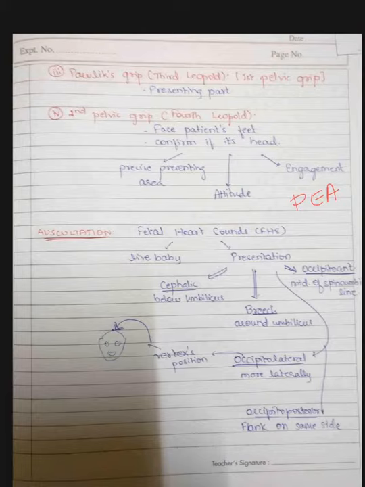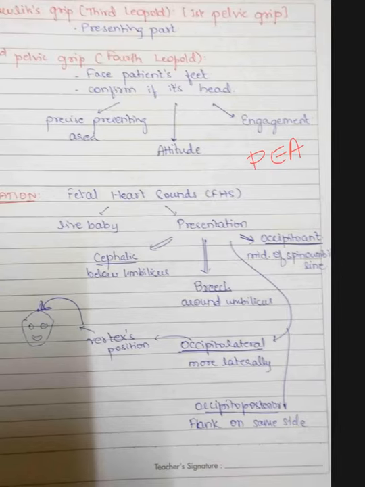Coming to the auscultation, the fetal heart sounds are heard by the auscultation. First, it confirms that it is a live baby. Second thing is that it can confirm the presentation also. Suppose if the fetal heart sounds are better heard below the umbilicus, then it is a cephalic presentation. And if it is heard around the umbilicus or above the umbilicus, it is better to diagnose that it is a breech presentation.